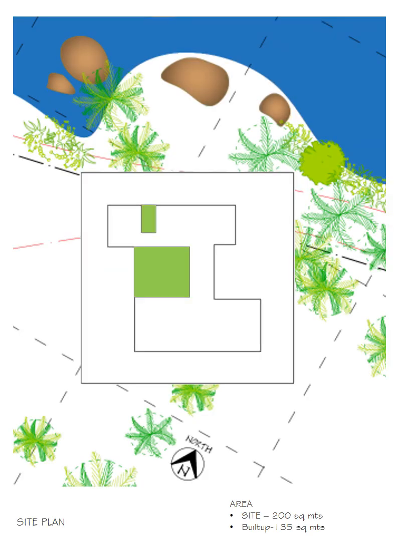So this is the site plan. The site is around 200 square meters. The built-up space is 135 square meters, excluding the court garden space, and it has a view towards the river, boulders, and the fort wall side. It is on the northeast and the northwest side.